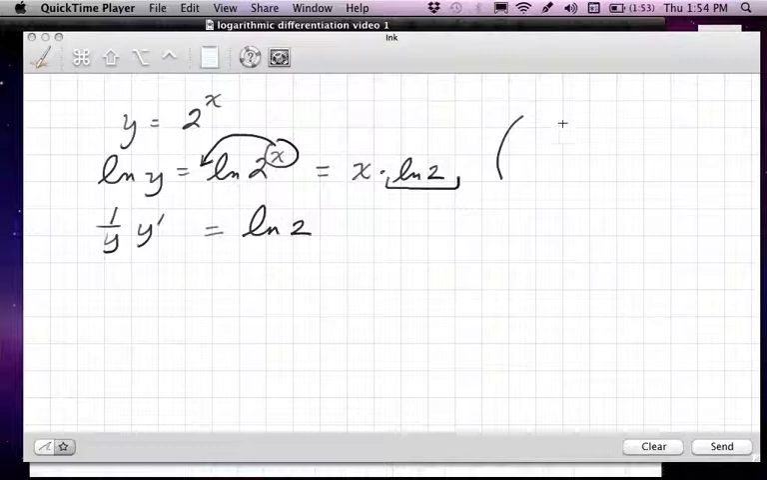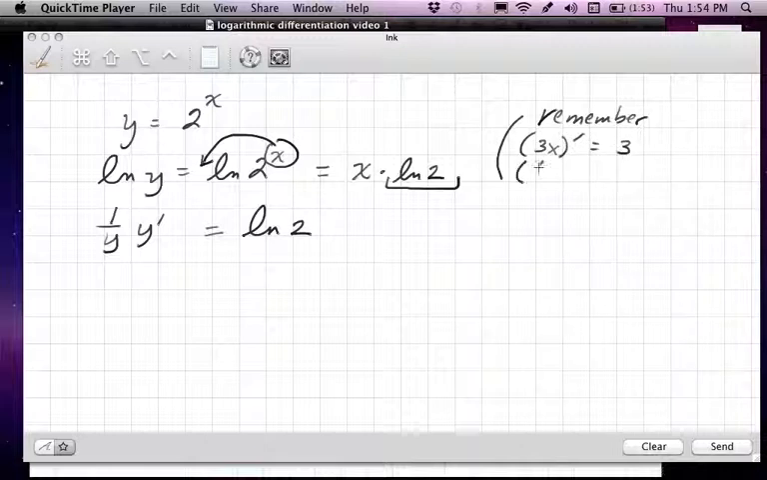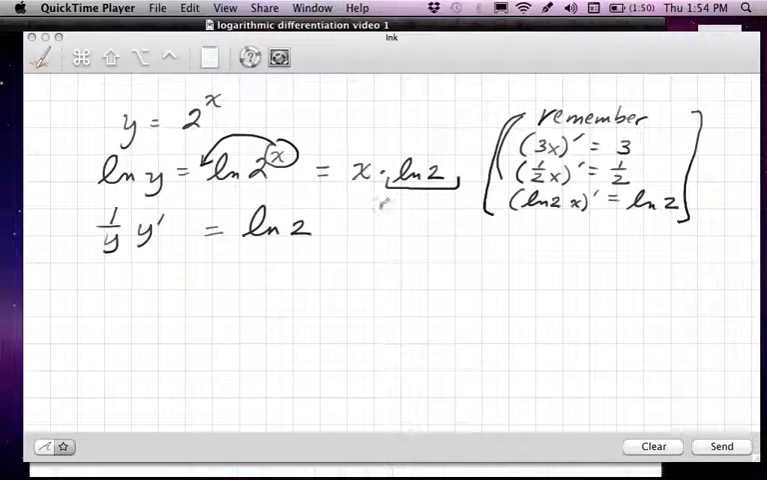If you need help, remember the derivative of 3x is 3. The derivative of 1/2 x is a half. So the derivative of natural log of 2 times x is natural log of 2. That's just a little side note in case you had forgotten when you're finding derivatives. This is just a constant times x. Okay, let me get back to this problem.